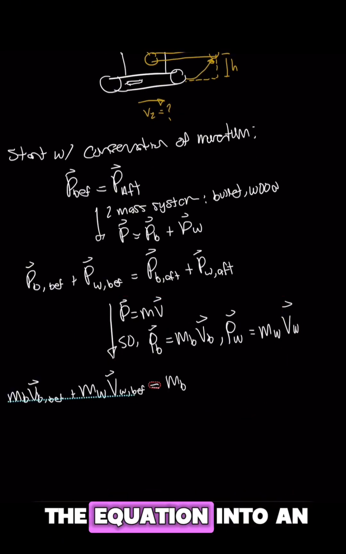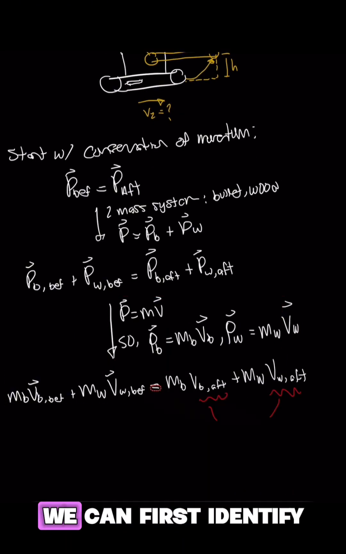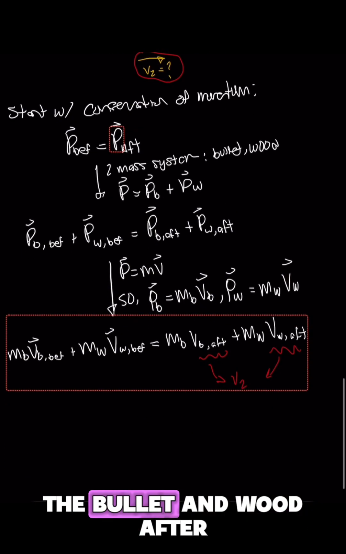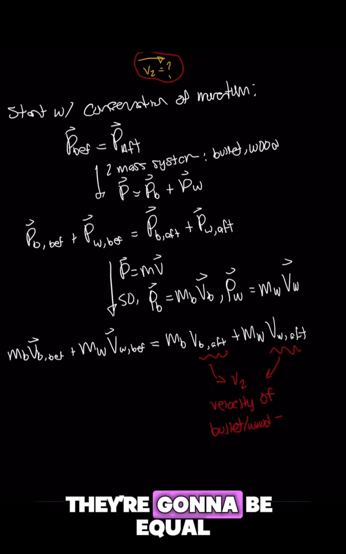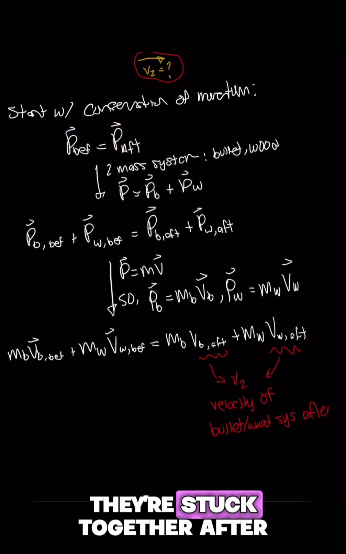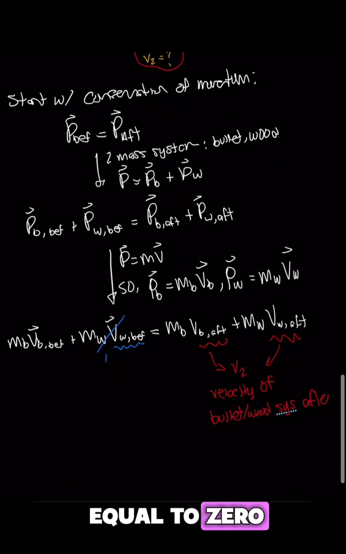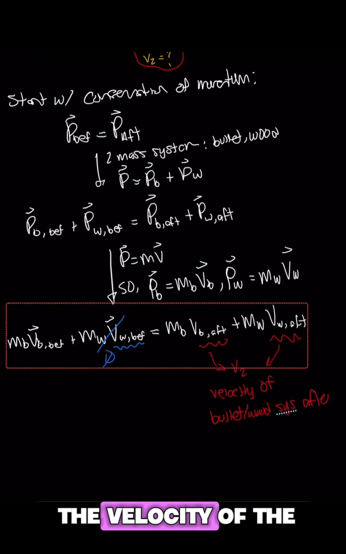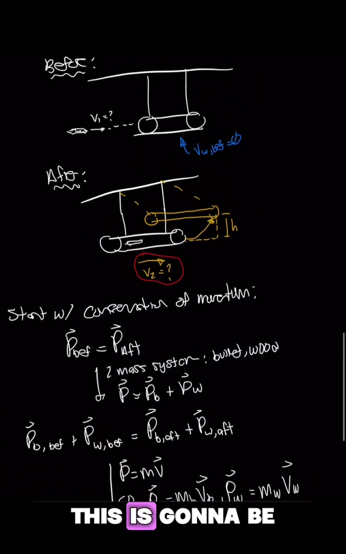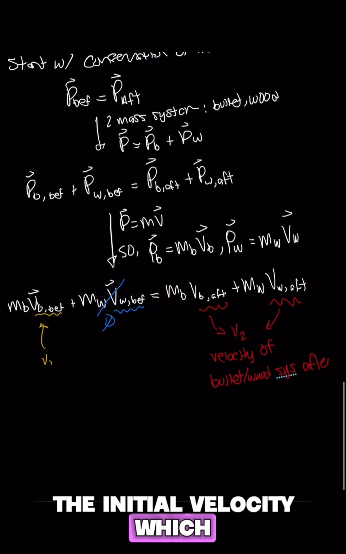So we can convert the equation into an equation like this, and then we can identify that the velocity of the bullet and wood after are going to be the same. They're going to be equal to v2 since they're stuck together after. And then we can identify that the velocity of the wood before is going to be equal to 0 since it's at rest. The velocity of the bullet is going to be v1. This is the initial velocity, which is unknown.